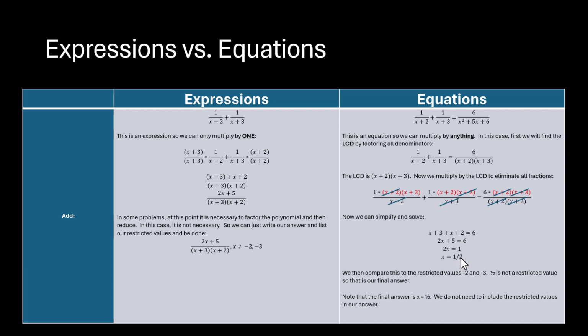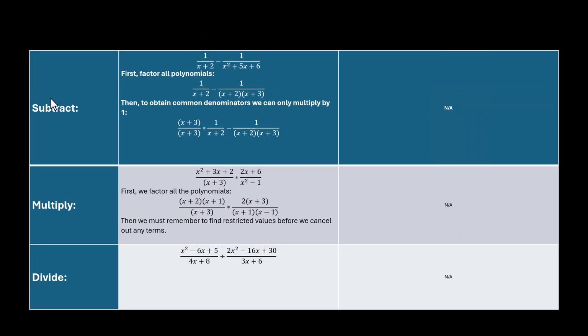So let's take a minute and talk about the restricted values and then compare them from the expression and the equation. So with the expression, I did have to explicitly list the restricted values. I don't have to list them here. However, I do need to consider them. Because what if 1/2 was one of my restricted values? If it was, then I couldn't include it in my solutions because it would be an extraneous solution. But luckily for us, our restricted values are -2 and -3. 1/2 is neither of those values, so we can just be done and say that our final answer is x equals 1/2.